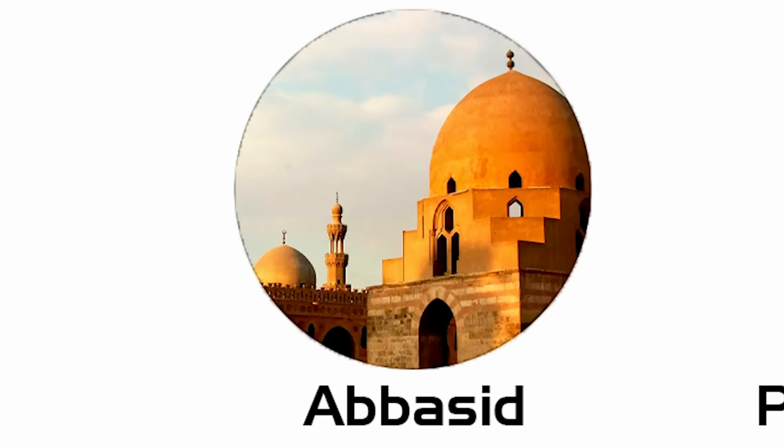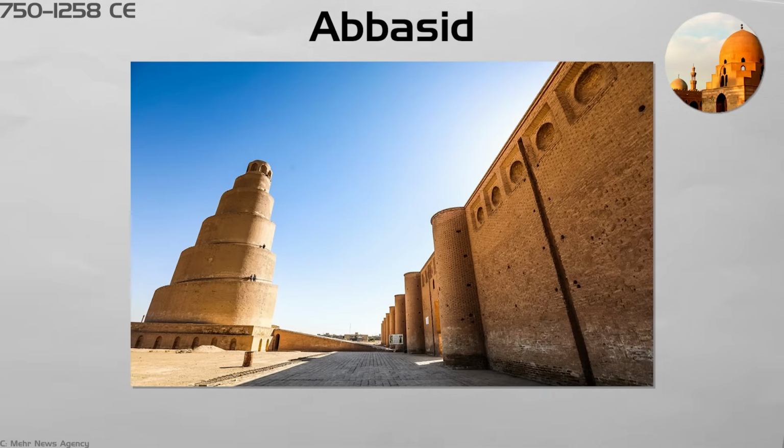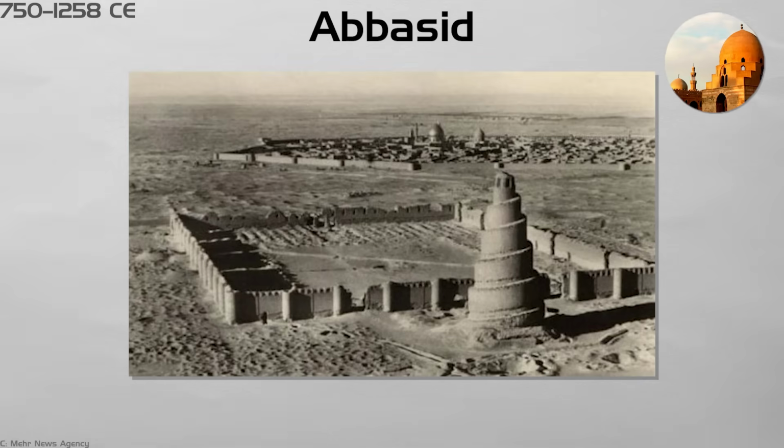Abbasid. Under the Abbasid Caliphate, which shifted the power center to Baghdad and Samarra in Iraq, mosque architecture continued to evolve. The Great Mosque of Samarra, built in the 9th century, boasted an enormous rectangular enclosure and the iconic spiral minaret that still amazes visitors today.